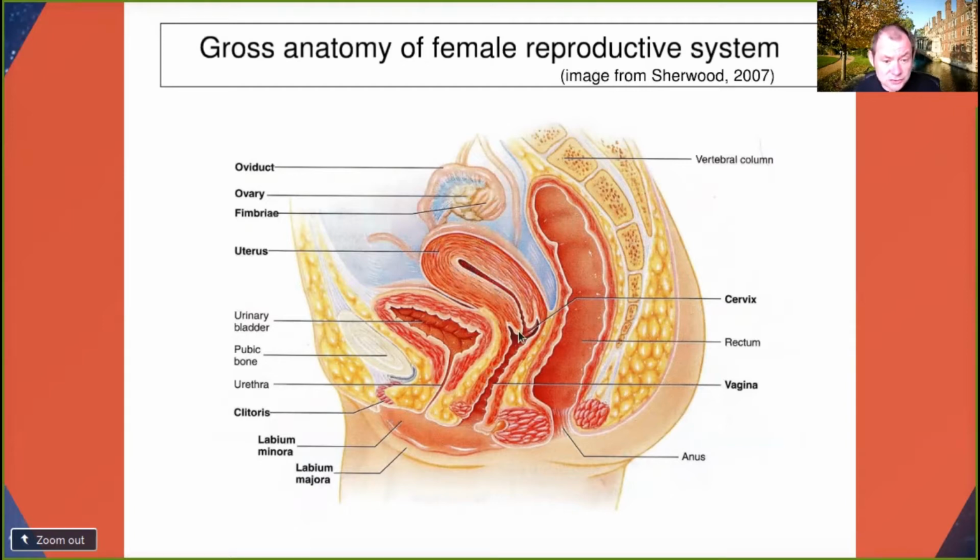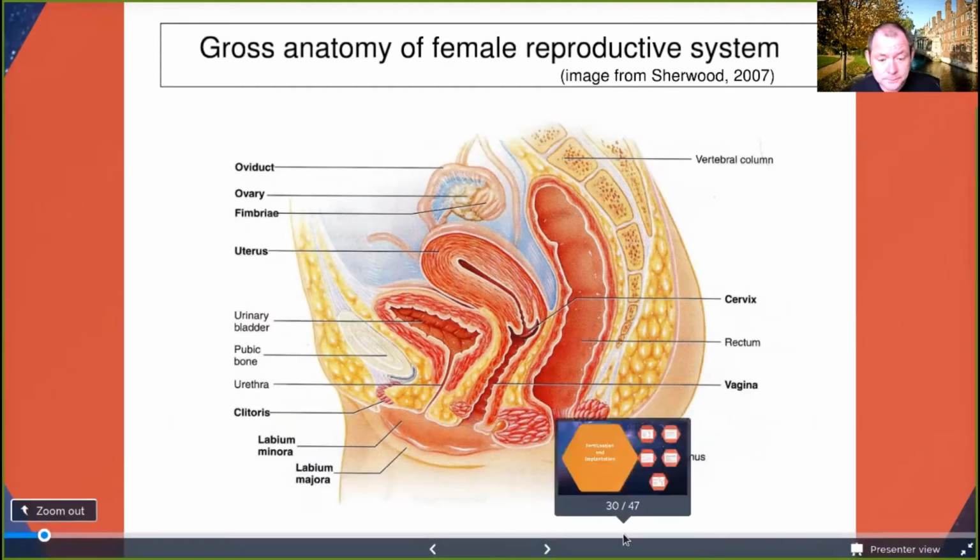Also important are the cervix, the entranceway into the uterus, and the vagina, the entranceway into the cervix. So these structures are very important for female reproduction, but there's some other structures there too. For example, we have the clitoris, which is essential for enjoyment of sex by the female. Okay, so moving on.